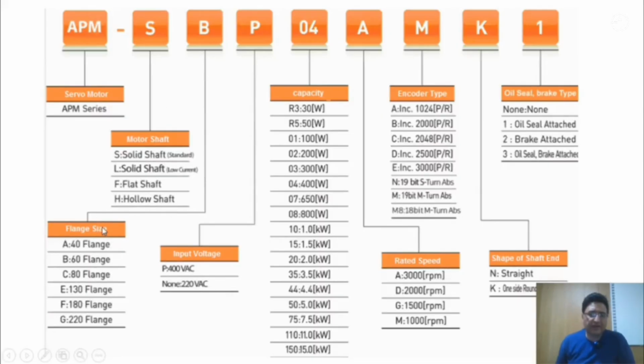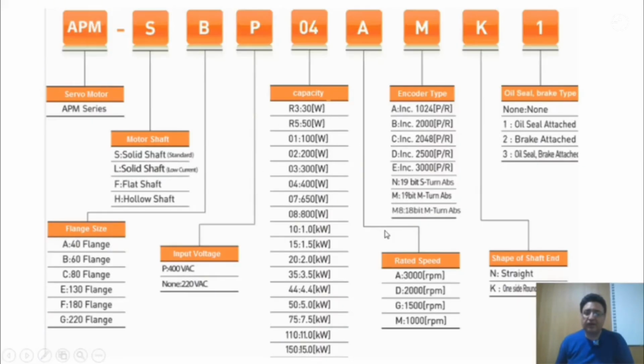The next letter indicates the flange size, and depending on our needs, we can choose one of these models. The following letter relates to the input voltage of the motor. If the letter P is used, it's a three-phase 400-volt motor, but if nothing is used, it's a three-phase 220-volt motor. The next part refers to the motor capacity. In the LS brand, we have capacities ranging from 30 watts up to 15 kilowatts, and depending on our needs, we can choose one of these models.